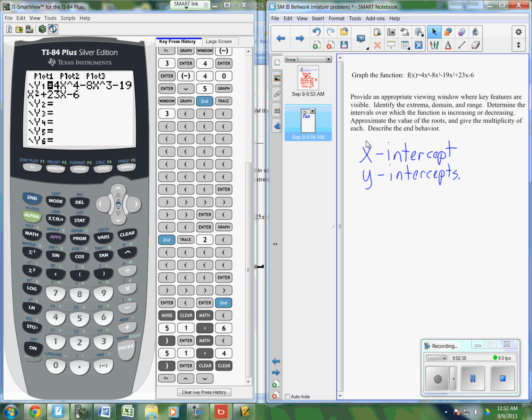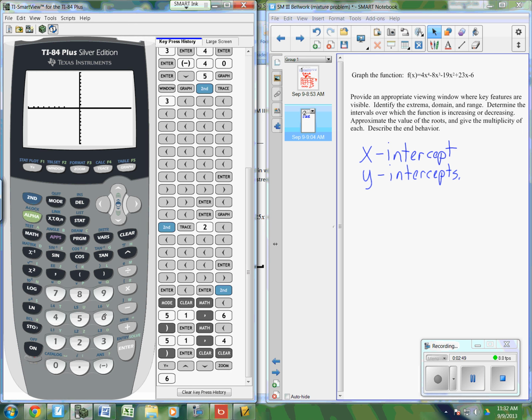Everybody do this. I know my last class have these in your calculators already, so some of you have appropriate viewing windows, but I want you to learn this yourself. So everybody hit Zoom 6 right now, because I want you to do this yourself. What do we get when we hit Zoom 6? We get a standard window. So that's what this would look like on a standard window.